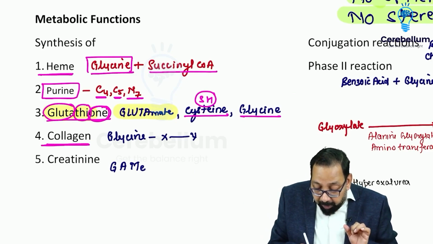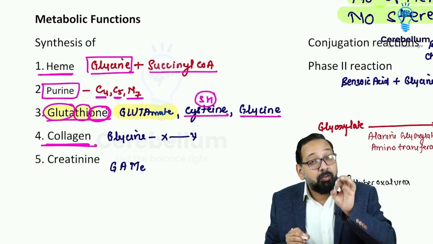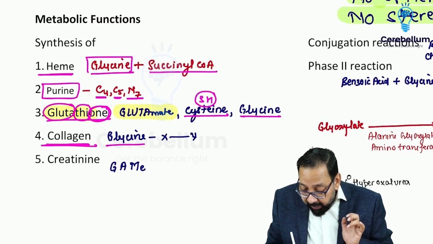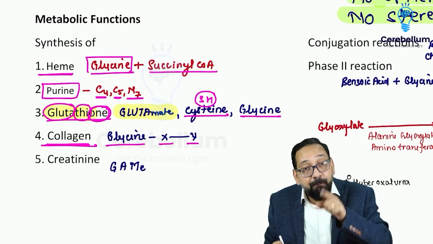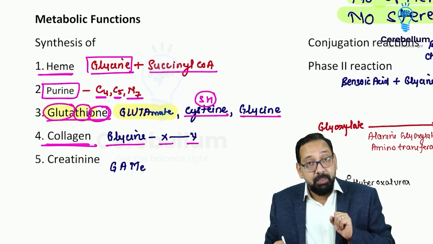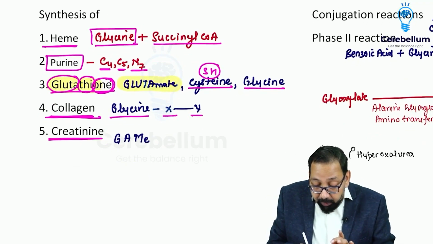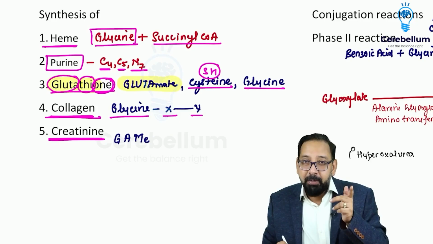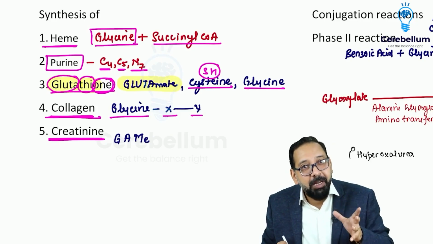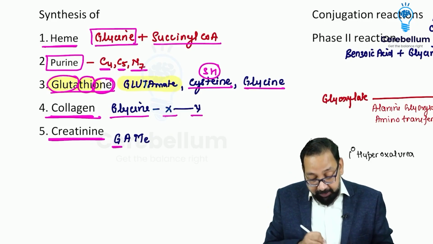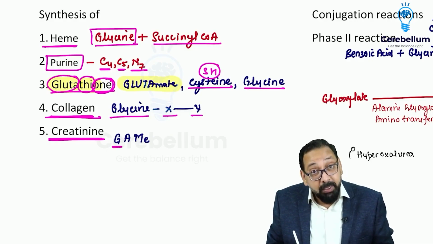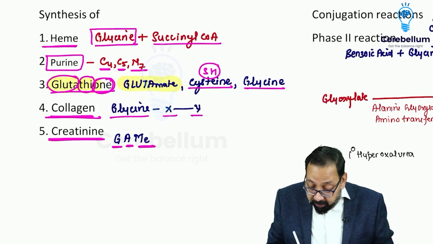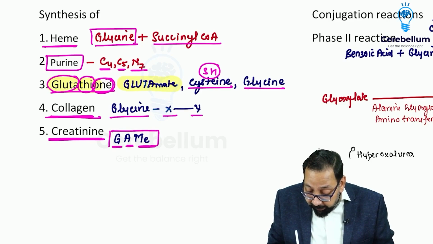Glycine also takes part in collagen synthesis. In collagen, every third amino acid is glycine. Collagen is glycine-X-Y, glycine-X-Y. Every third amino acid is glycine. Now, creatine. This is a recently asked question. We will create a game. G for glycine, A for arginine, Me for methionine. So creatine is made up of glycine, arginine and methionine.